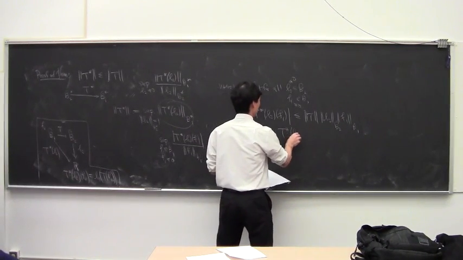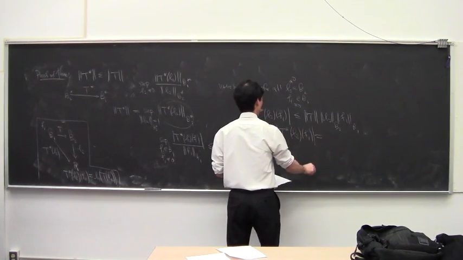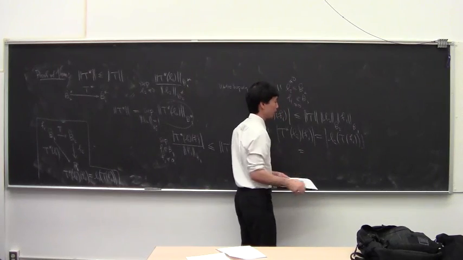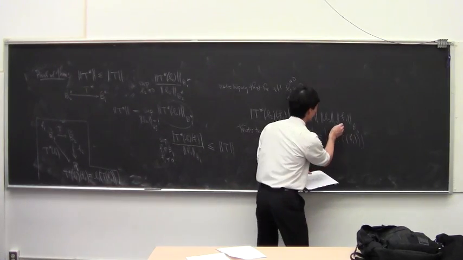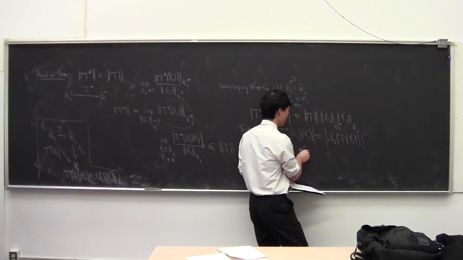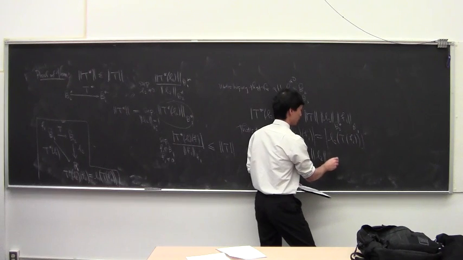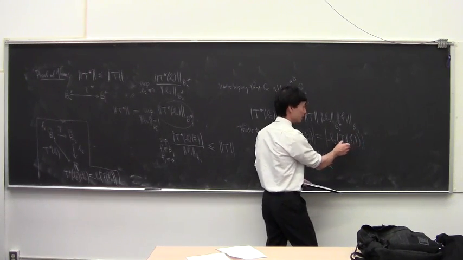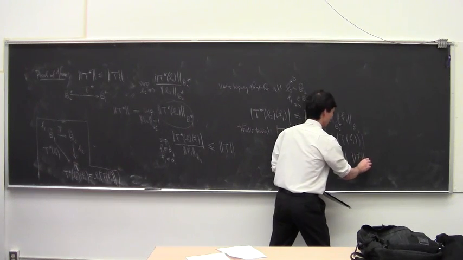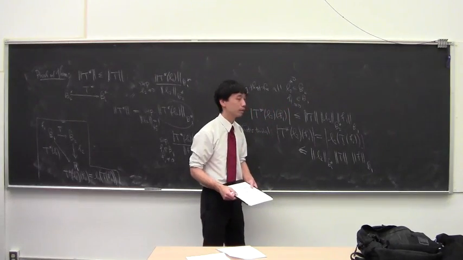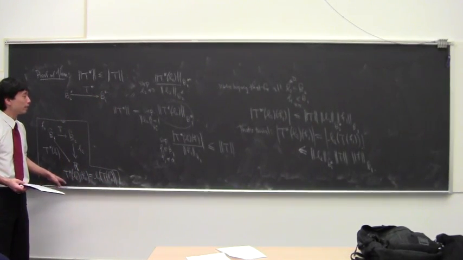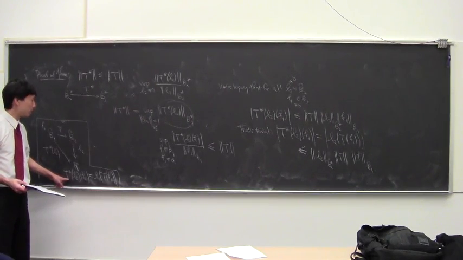T star L2 of f1 is L2 of T f1. L2 is a linear functional in B2 star, so we know this thing is bounded above by the norm of L2 times the norm of T f1. But T is a bounded linear transformation, so we get the norm of T times the norm of f1. Okay. So the only thing you need to understand is what the norm means and what T star means.